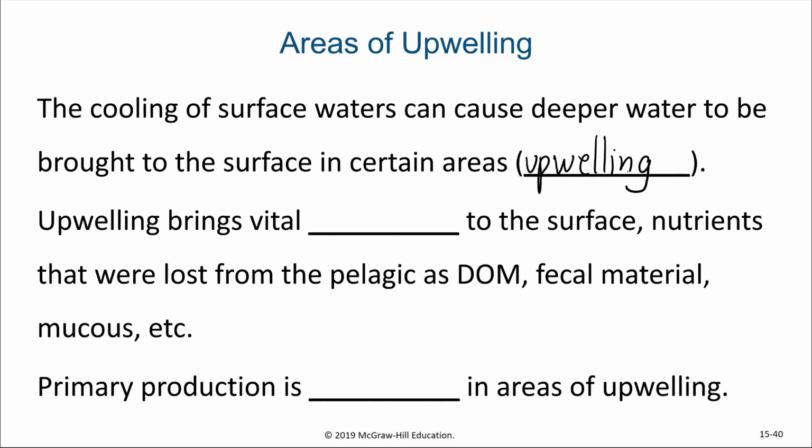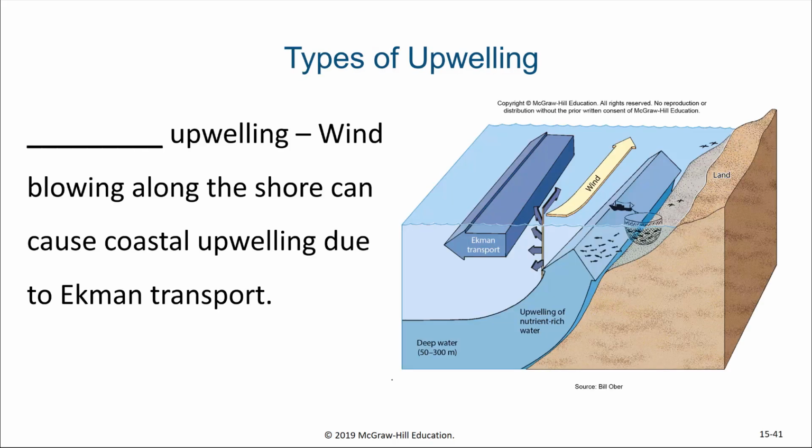Upwelling brings vital nutrients to the surface, nutrients that had been lost from the pelagic as dissolved organic molecules, fecal matter, and mucus. Primary production is higher in areas of upwelling. Sometimes this upwelling can occur along the coast.